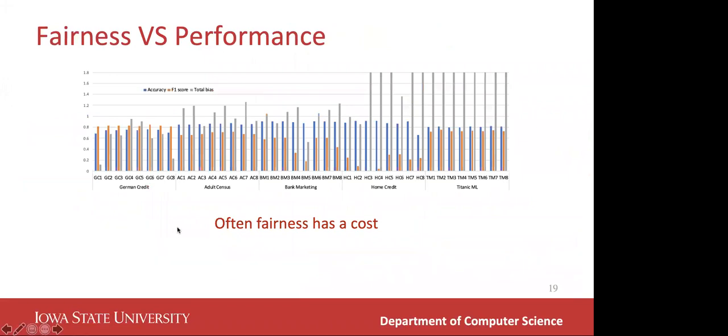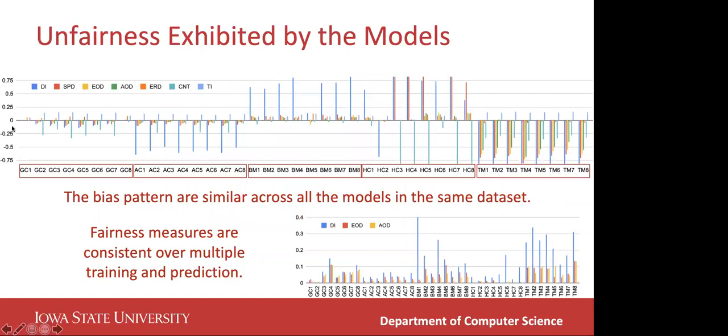Oh, I forgot one thing. If the fairness value is less than 0, it is biased towards the privileged group, and if it is positive, then it is biased towards the unprivileged group. And if it is close to 0, then it is fair. So our goal is to make everything close to 0.